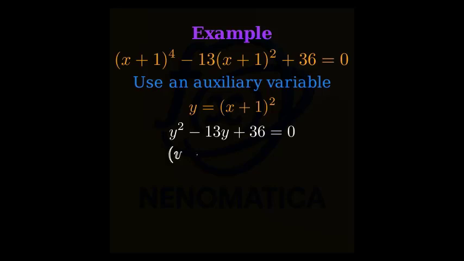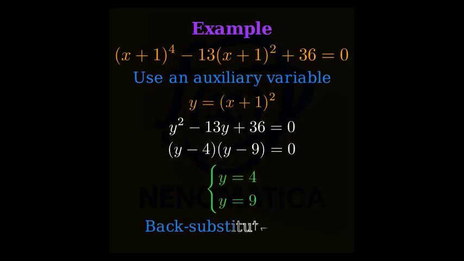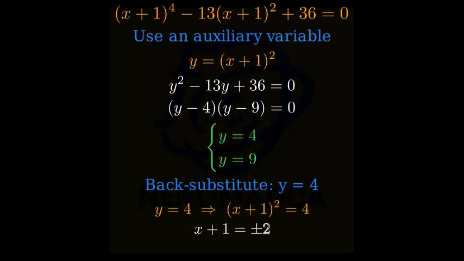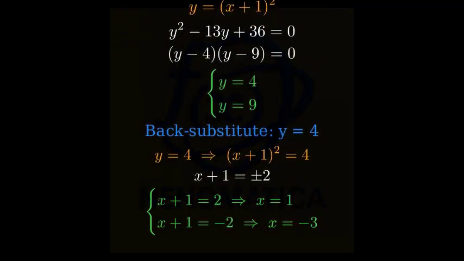We'll factor that. We look for two numbers that multiply to 36 and add to negative 13. Those are negative 4 and negative 9. So we factor as (y minus 4) times (y minus 9) equals 0. Thus y equals 4, or y equals 9. Now use the first value, y equals 4. That means (x plus 1) squared equals 4. Taking square roots, x plus 1 equals plus or minus 2. So we get two solutions, x equals 1 or x equals negative 3.